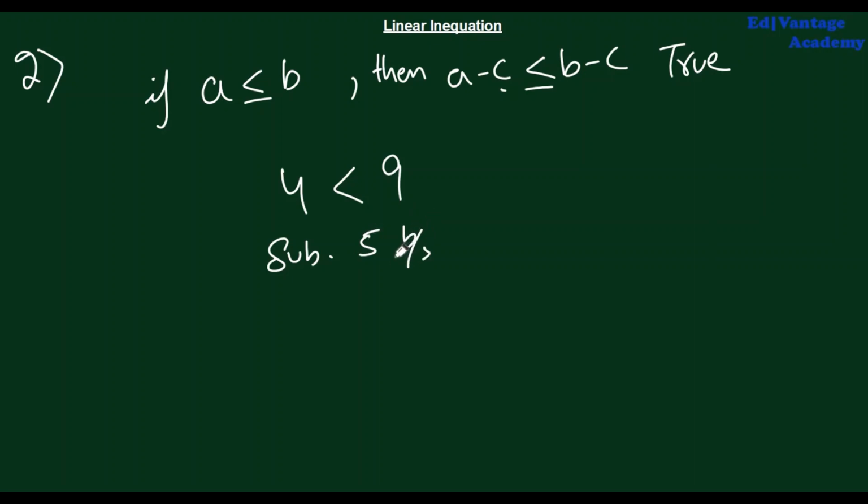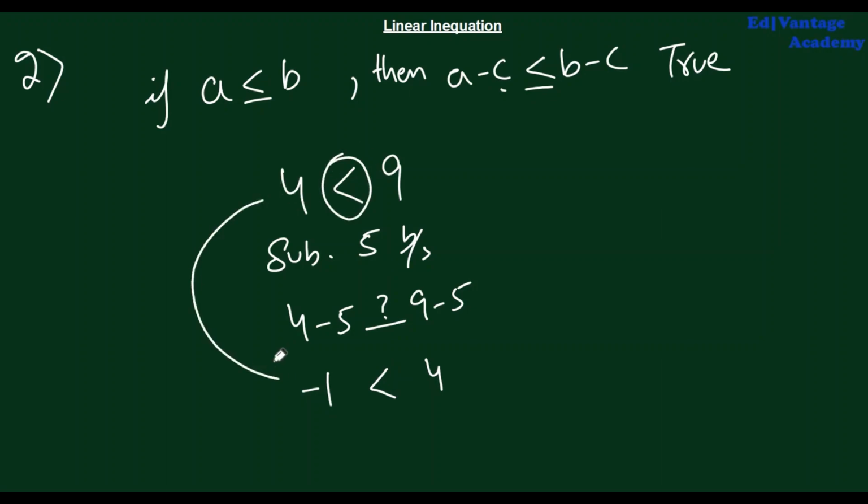I can subtract any number to check the example. So it will become 4 minus 5 and 9 minus 5. Let me not put the symbol here. We'll see what it comes to. I think it should be the same, the symbol should not reverse, but is that true? Let us see. 4 minus 5 is minus 1, 9 minus 5 is 4, so we know minus 1 is less than 4. You see, the symbol is still the same even after subtracting both the sides.